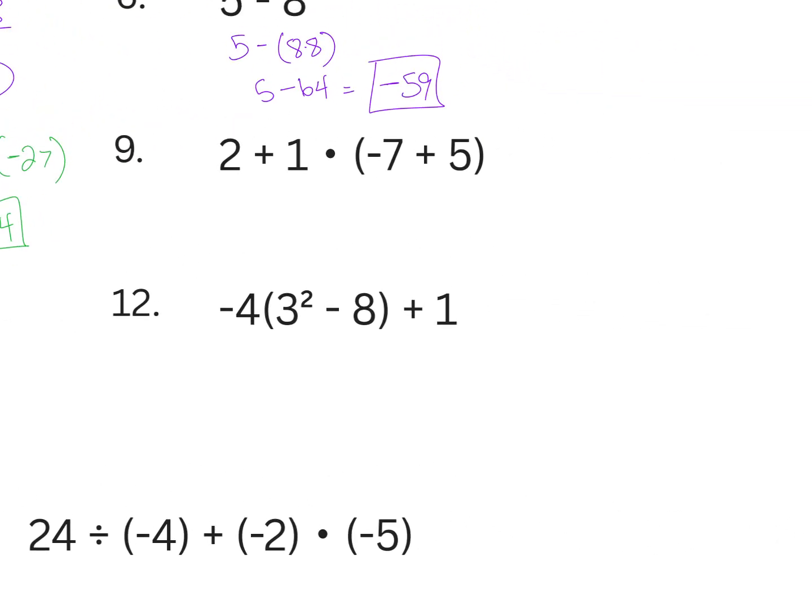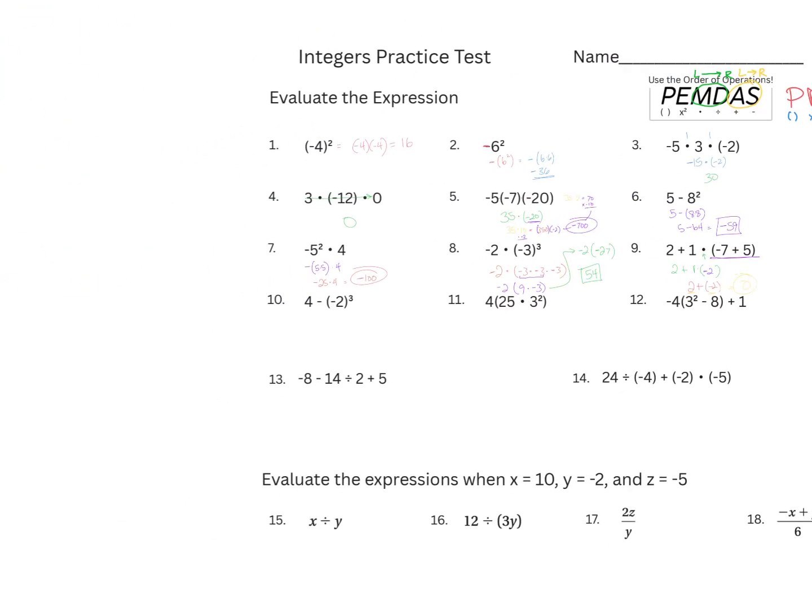Number 9. All right, now we're getting a little more complicated. 2 plus 1 times. Now, that dot is there, but it doesn't really have to be. So here's what I'm going to do. I know that inside of these parentheses, I can simplify that. Negative 7 plus 5 is negative 2. And then check it out. That was multiplying. 1 times negative 2 is negative 2. Right? 1 times anything is that thing. And this equals 0 because I have $2. I give away $2. I have $0.